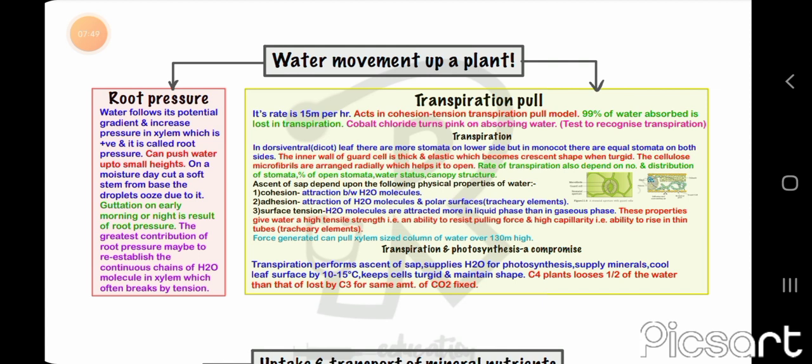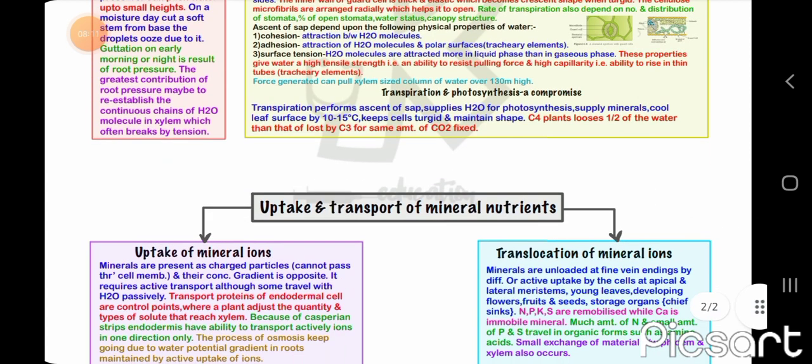Then transpiration and photosynthesis is a compromise. Transpiration performs ascent of sap, supplies H2O for photosynthesis, supplies minerals, cools the leaf surface by 10 to 15 degrees Celsius, keeps cells turgid and maintains shape. Then a C4 plant loses half the water lost by a C3 plant for the same amount of CO2 fixed.